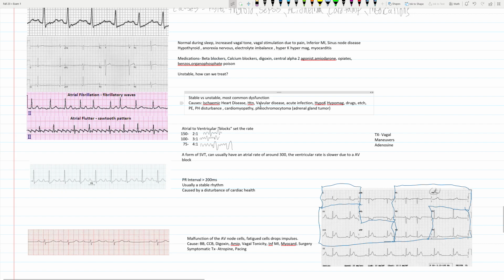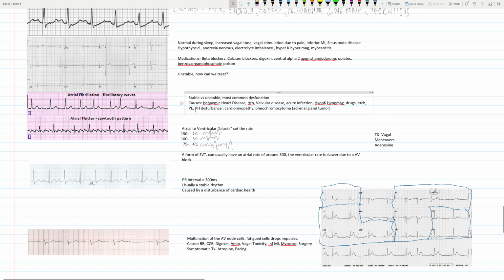We can have hypertension, a valvular disease, so either the tricuspid, bicuspid slash mitral, or some sort of aortic valve dysfunction. So these can cause AFib. Infections can also affect the cardiac myocytes as well, so we need to make sure we're looking for infection. And then hypokalemia, hypomagnesemia, different types of medications, drugs, and ETOH. These can all cause it.